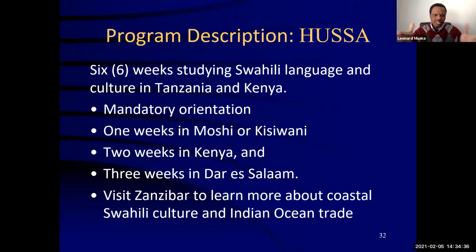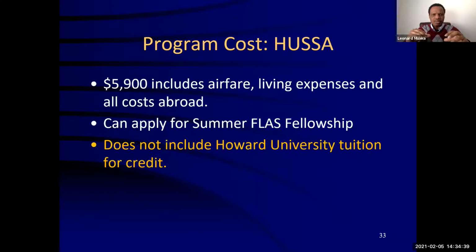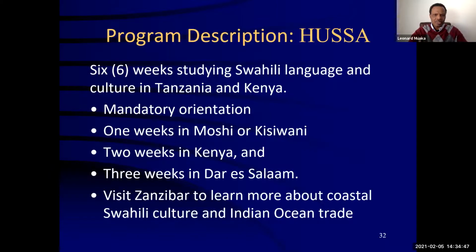This is, again, as I said, those are the timelines. In other words, there's a week in Moshi. Moshi is north of Tanzania, just about 5 hours away from Kenya. So that's how we do it. You begin with the course and then we go all the way to Kenya, and then we come back again to the course and go all the way to Dar es Salaam driving. It's a wonderful experience and I don't think you want to miss that.